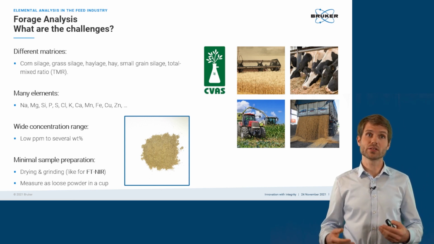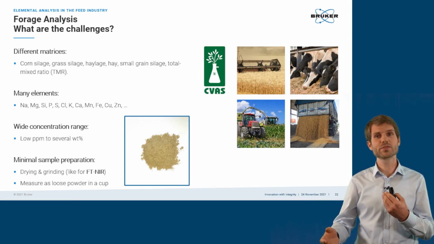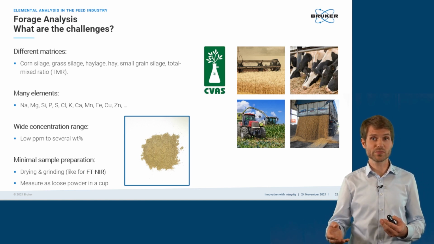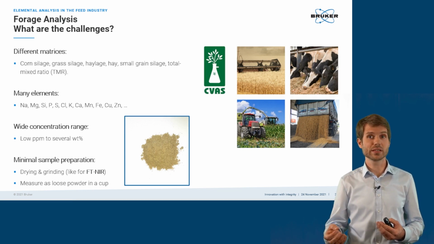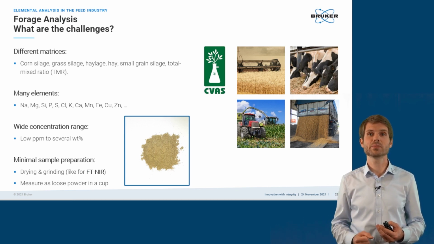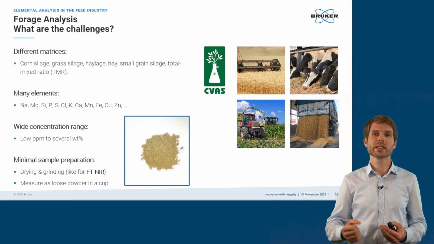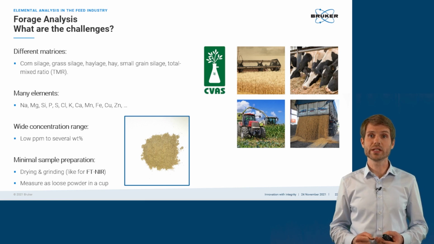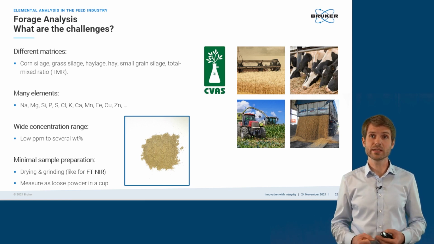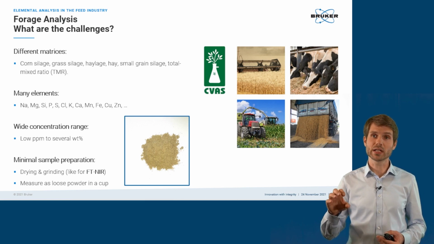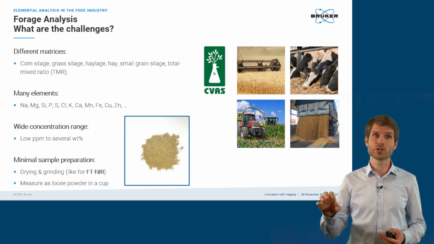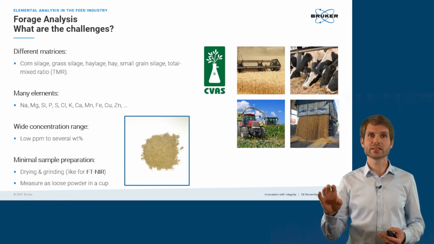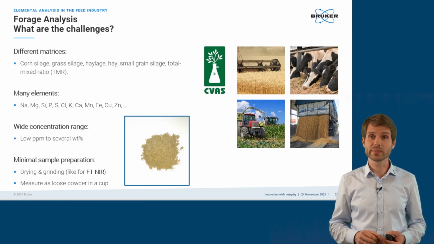So forage, for instance. Forage is very similar in one way, but very different in another way. The matrix from an XRF perspective is not the same, but it's similar. So here it's very important that we properly correct for the matrix effects if we want to have all these in one calibration. The challenge was that we wanted to have a calibration for different types of forages, so silages, haylage, hay, different grain sizes of silages, as well as total mixed material.